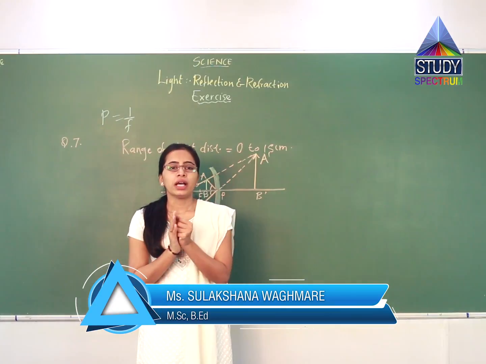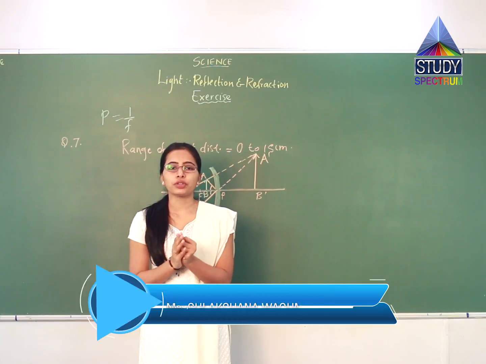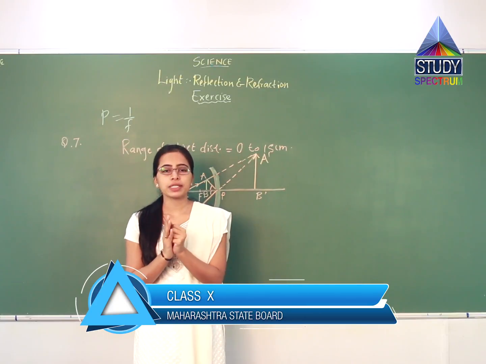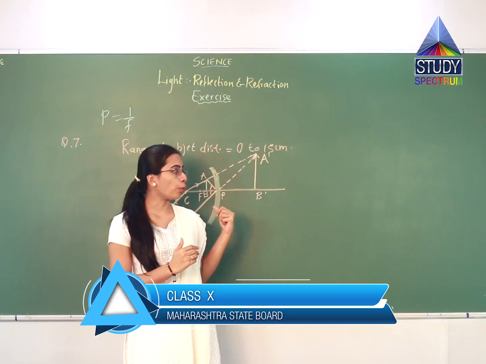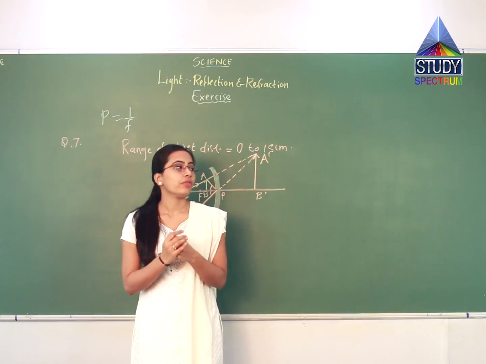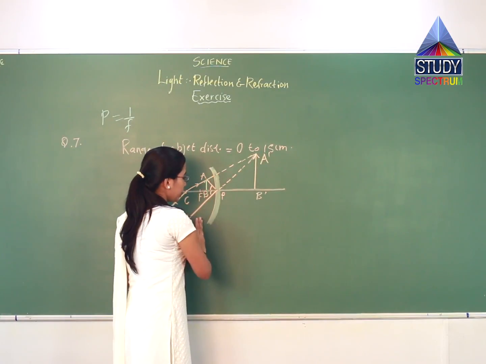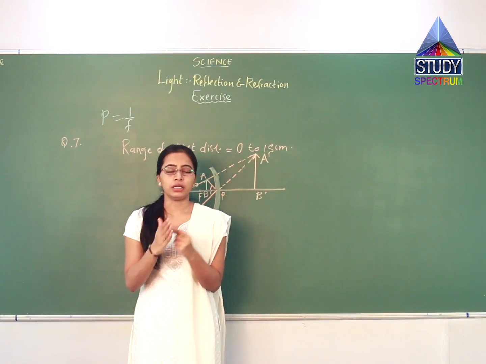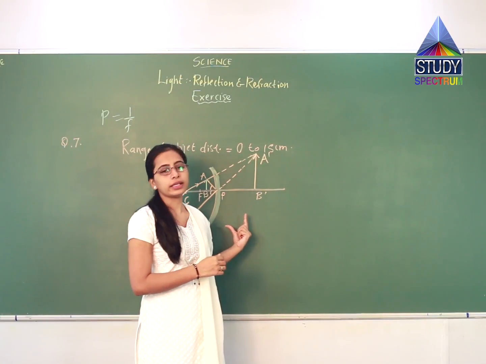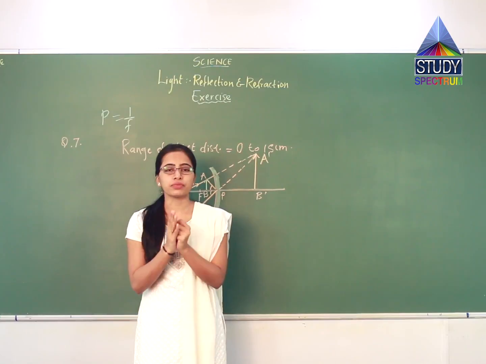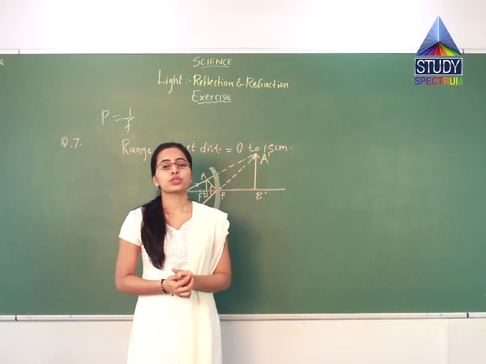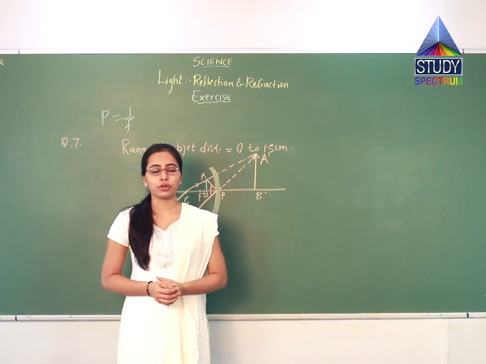Hence we will write, to obtain the image of an object from a concave mirror of focal length 15 centimeter, the object must be placed anywhere between the pole and focus of the mirror. The image formed will be virtual. Virtual means it is formed beyond the mirror. It is not real. We can see that image only inside the mirror, not on a screen. So this is virtual, erect, and magnified because it is larger in size than the object. So this is the ray diagram that you will draw.